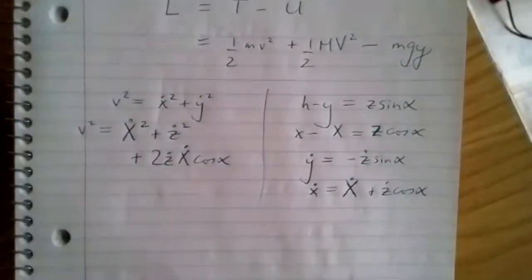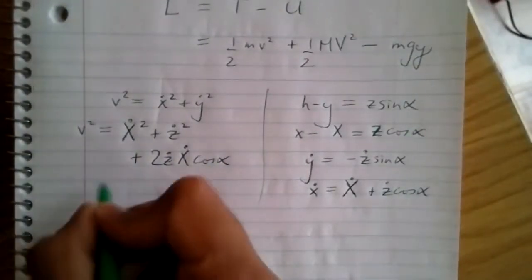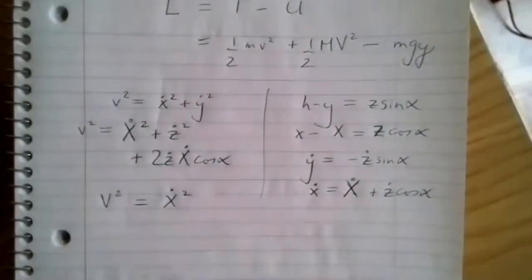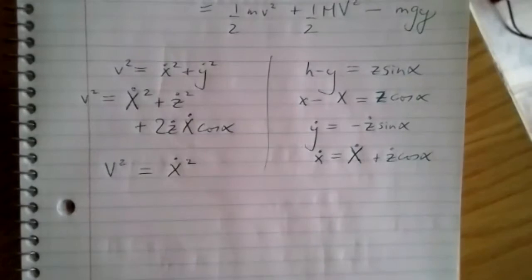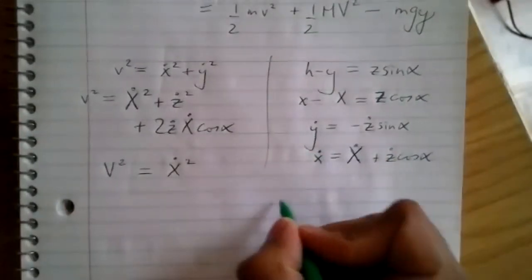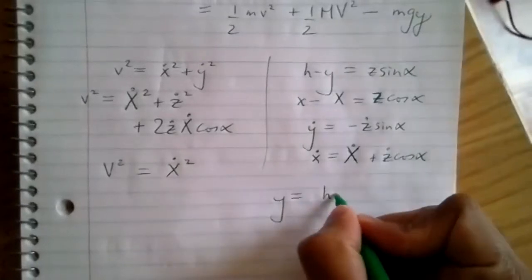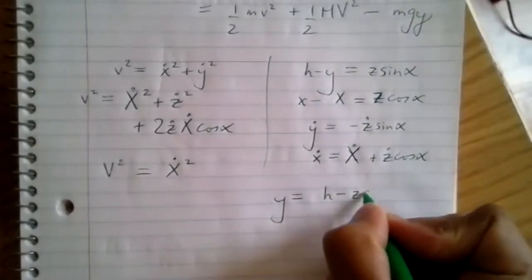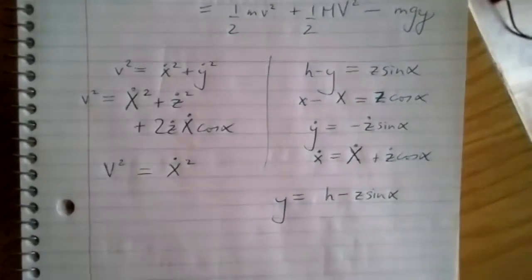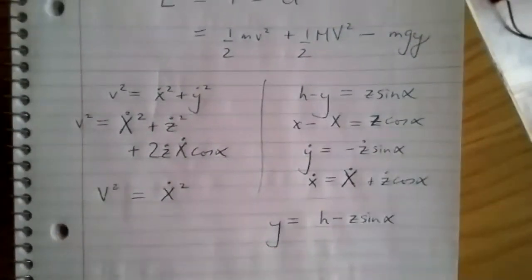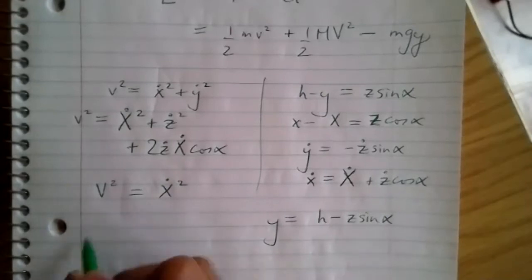That's little v squared. Big V squared is just X dot squared. It's only moving in the X direction. And then for y, we've already seen here that y is equal to h minus z sine alpha. So we can put all this together to get our expression for the Lagrangian.